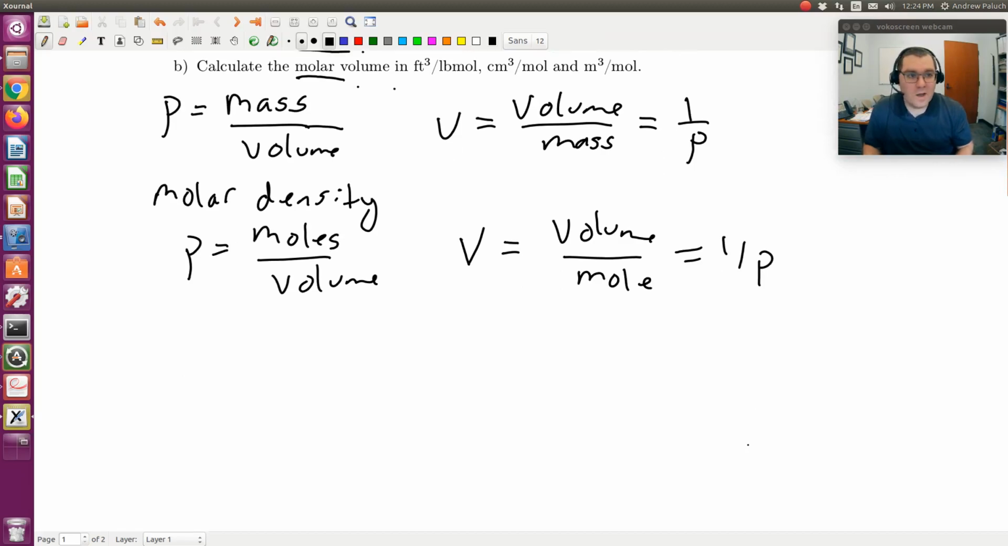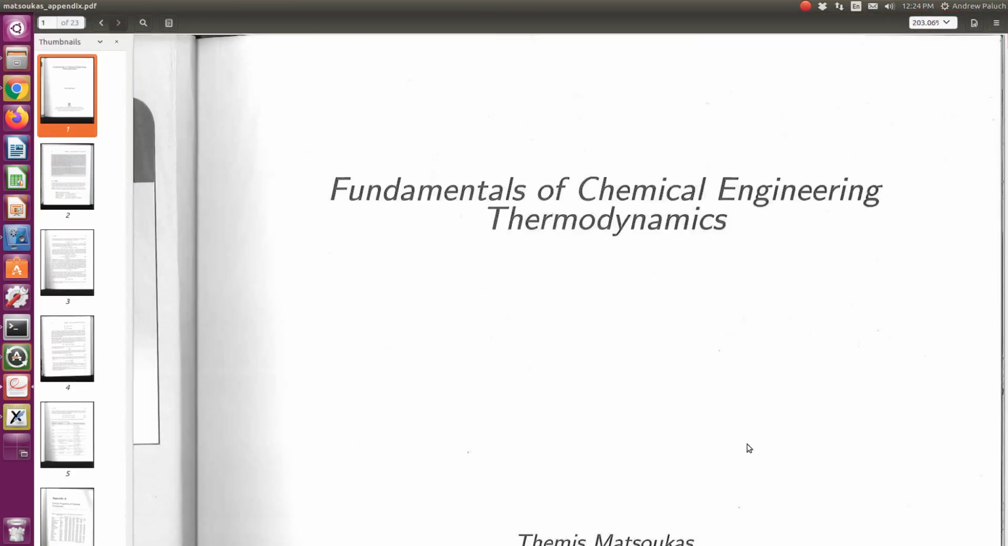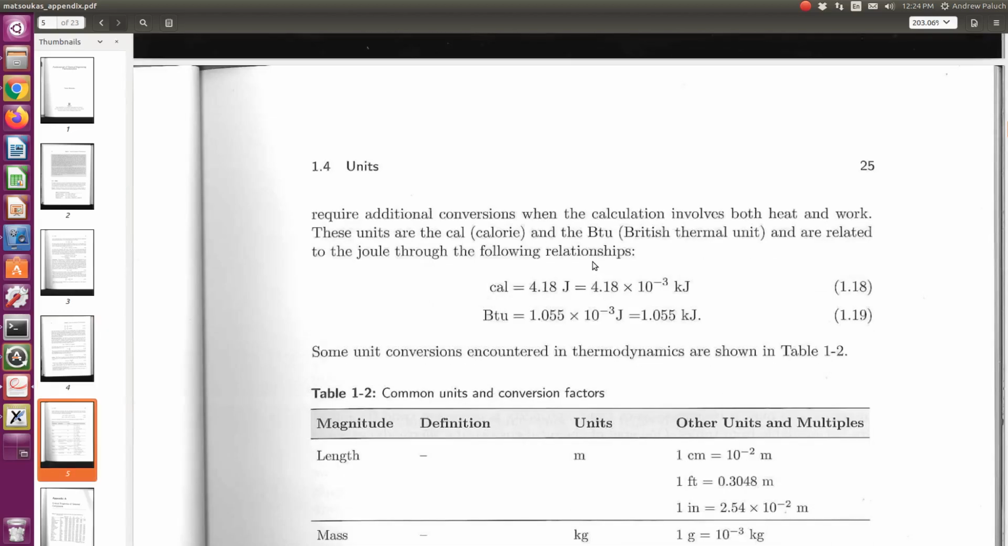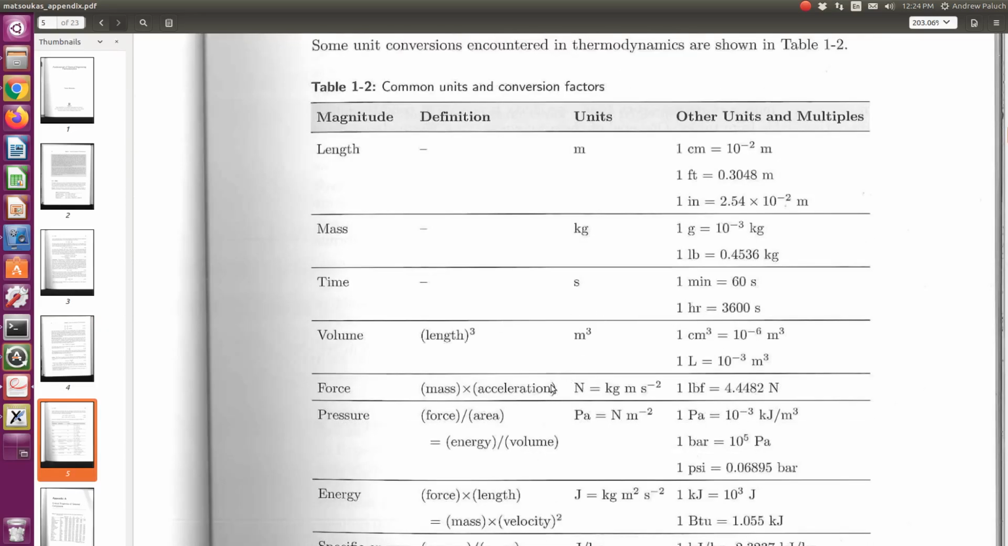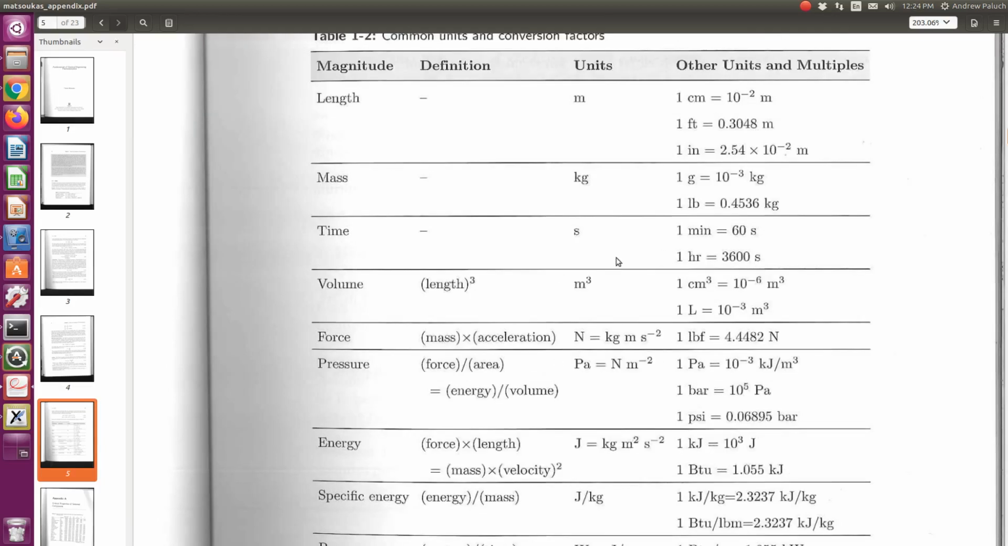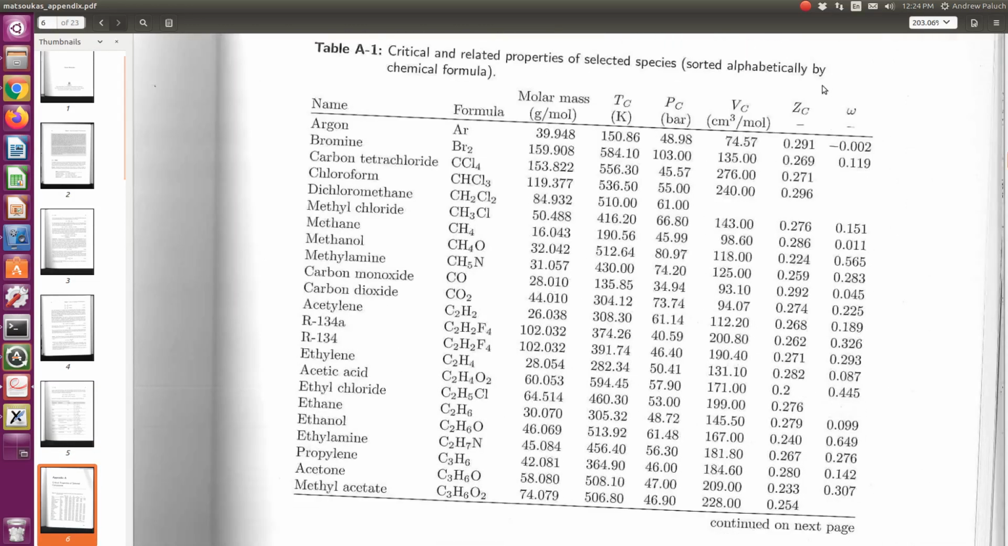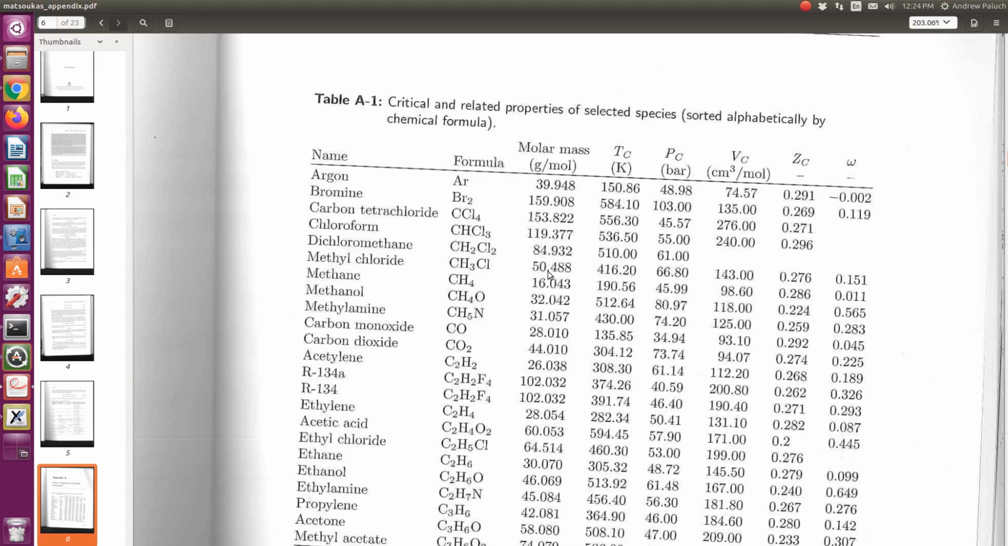Now, what's the relationship between mass and moles? I've scanned up online the appendix from the text, and in the first part I have some information on unit conversions, which will be useful for the first part, in terms of going from grams to kilograms and pounds to kilograms. But then going to the appendix, in Table A1, critical properties, if I were to find ammonia, it'll give me the molecular weight of ammonia.